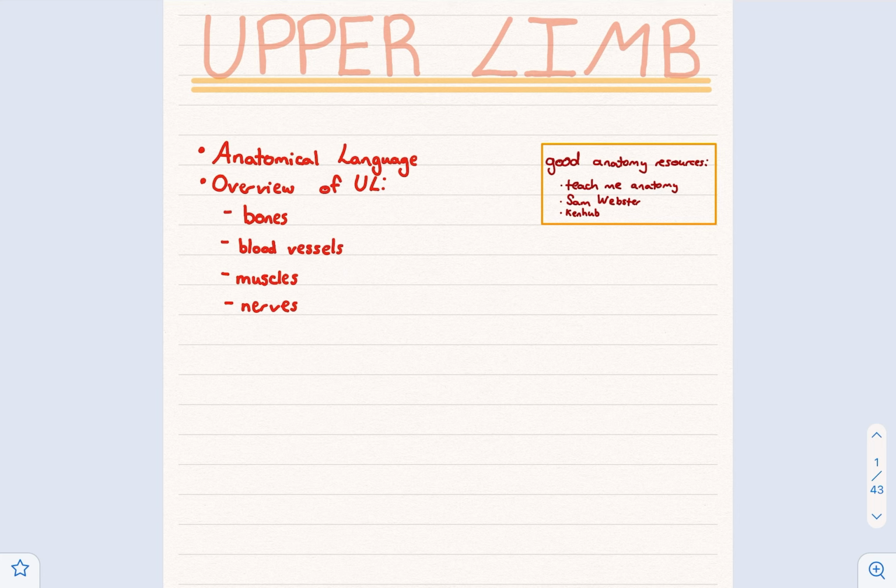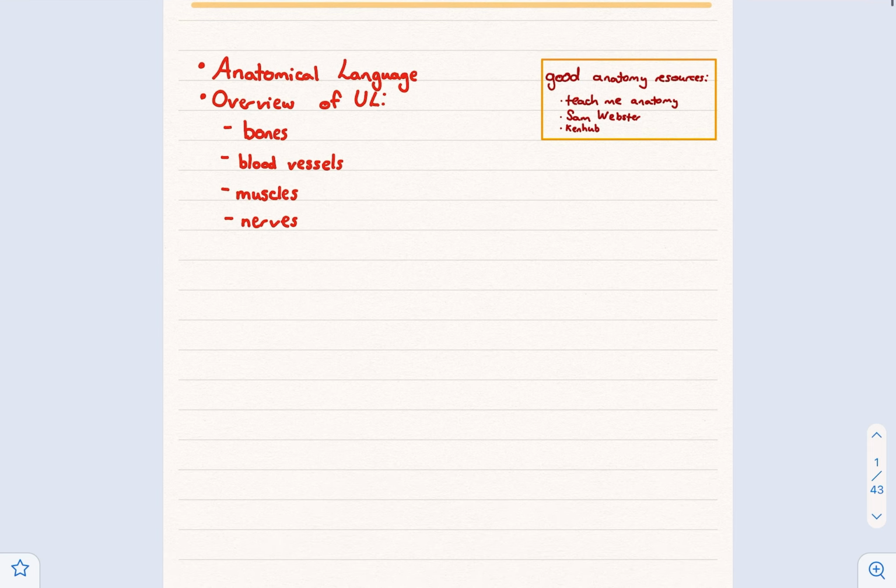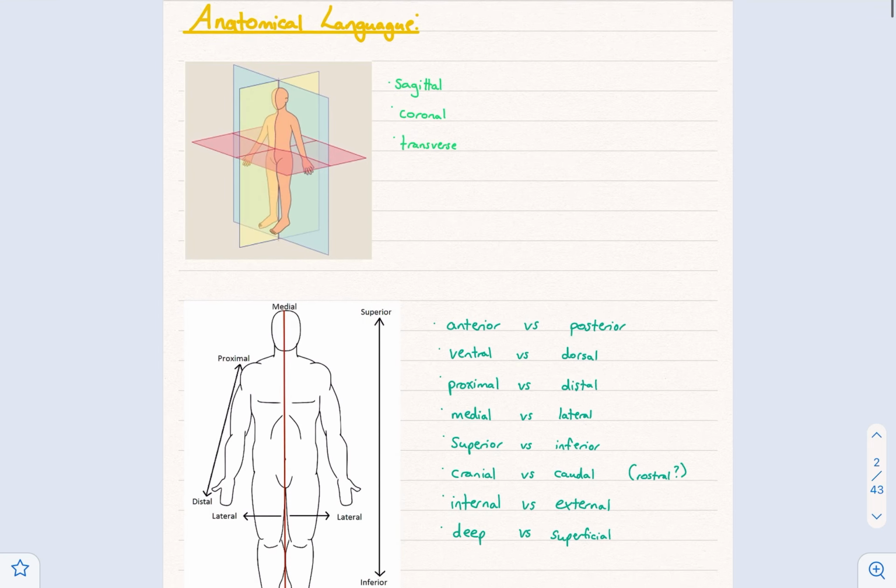I'll be going through it in that order, so all of the bones in the upper limb first, then all of the blood vessels, then all the muscles, all the nerves. I'm not covering everything, just key points, and then a few memory aid techniques that I find quite helpful, or other people I've heard have found quite helpful. So it's not going to be detailed. Okay, so we'll get into it.